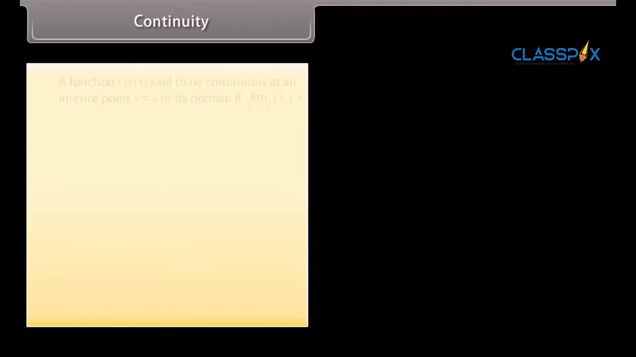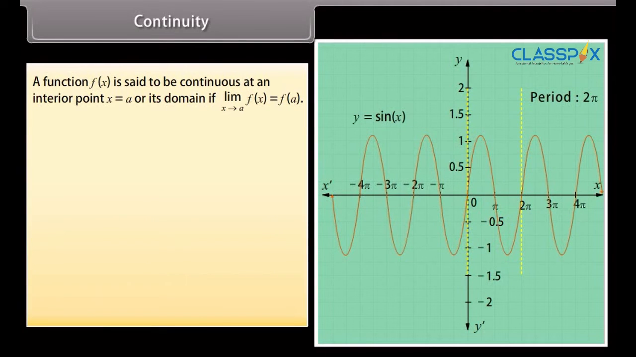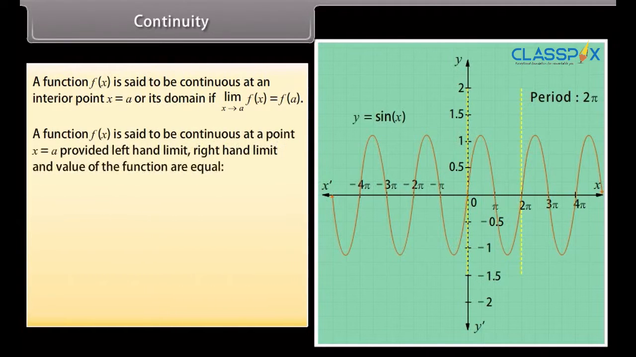Continuity. A function f(x) is said to be continuous at an interior point x equal to a of its domain if the limit as x tends to a of f of x is equal to f of a. In other words, a function f of x is said to be continuous at a point x equal to a, provided the left-hand limit, right-hand limit and the value of the function are equal.